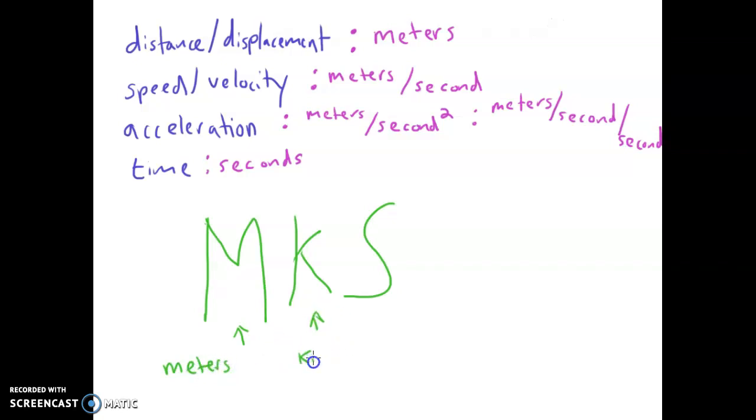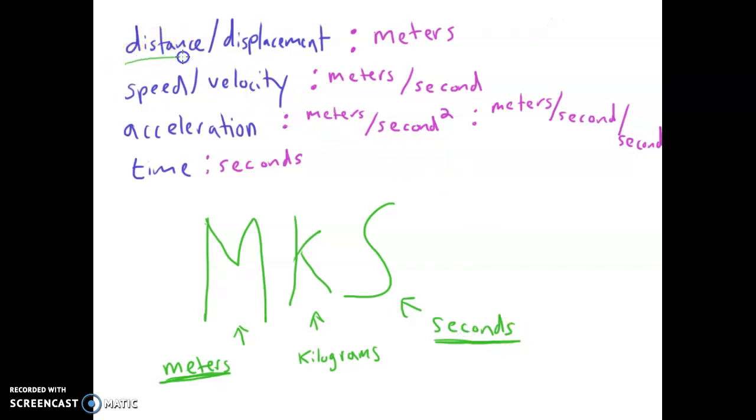kilograms, and seconds. We haven't got to mass yet, so we haven't talked about kilograms, but we will eventually. So right now, what I want you to notice, though, is when I say fundamental units, I mean everything in our class is going to be expressed in either meters, kilograms, or seconds, or some combination of meters, kilograms, and seconds. And you can already see this being true, right?